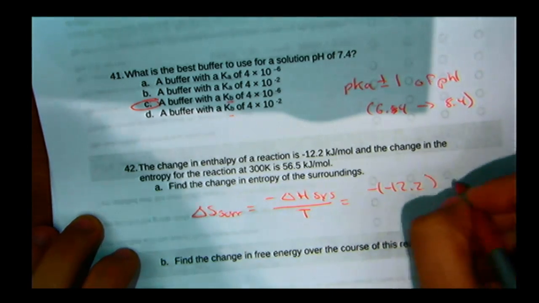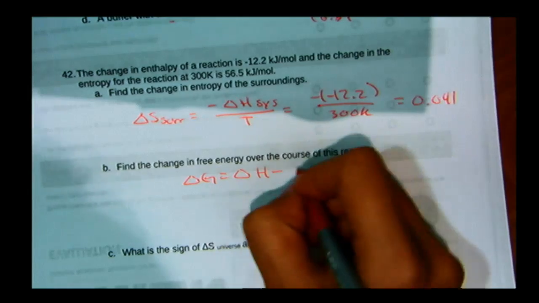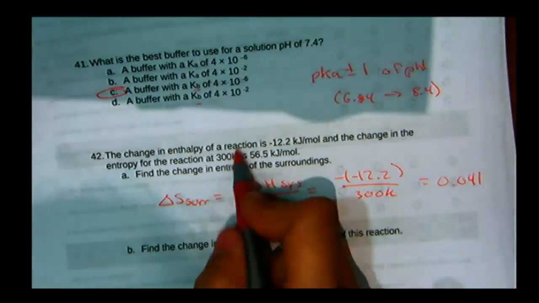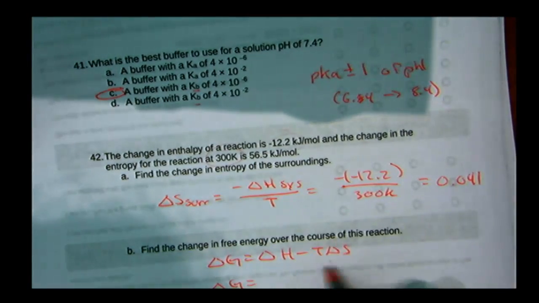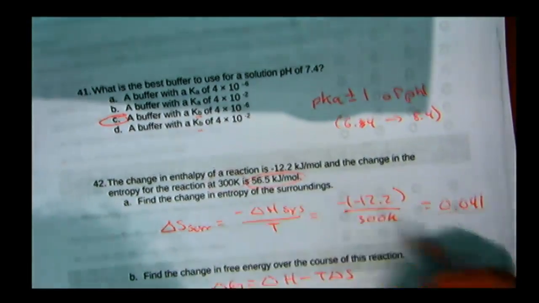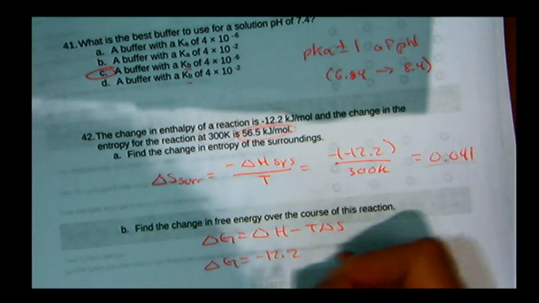Change in Gibbs free energy. You want to use this equation and do the math. You'd plug in your delta H of negative 12.2, which is up here, and you'd plug in your temperature, 300 K, and your S, which is this value. This is our S that we're looking for, our system's. And so we would get negative 12.2 minus 300 times 56.5, and you would get negative 16,962.